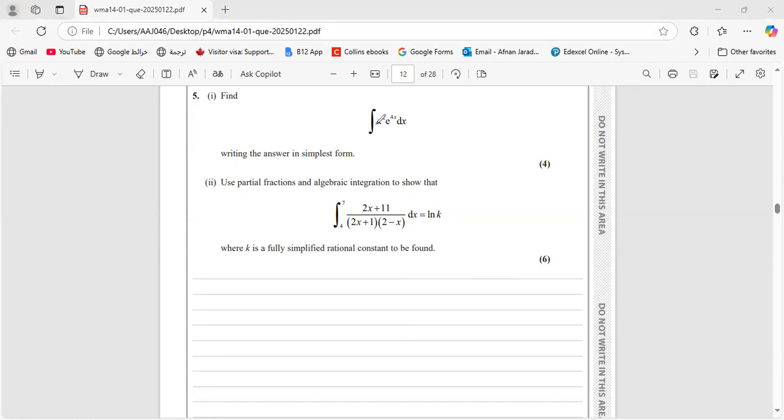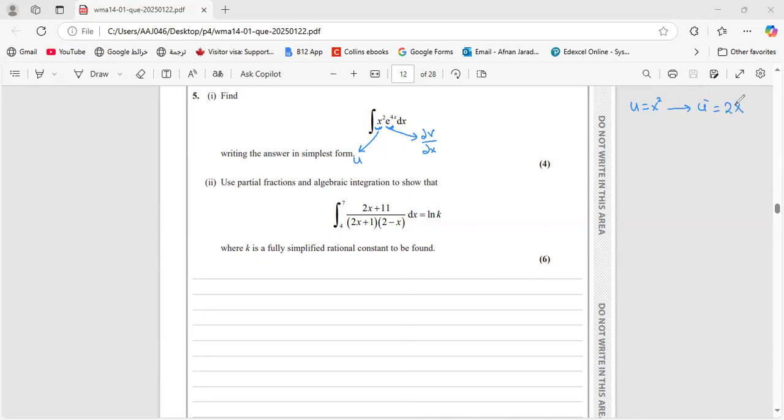Find the integration of x squared e to the power of 4x. If you have two functions multiplied by each other, go to integration by parts, taking e to the power of 4x as dv over dx always, and x squared as u. So u equals x squared. You need to differentiate it. u prime equals what?